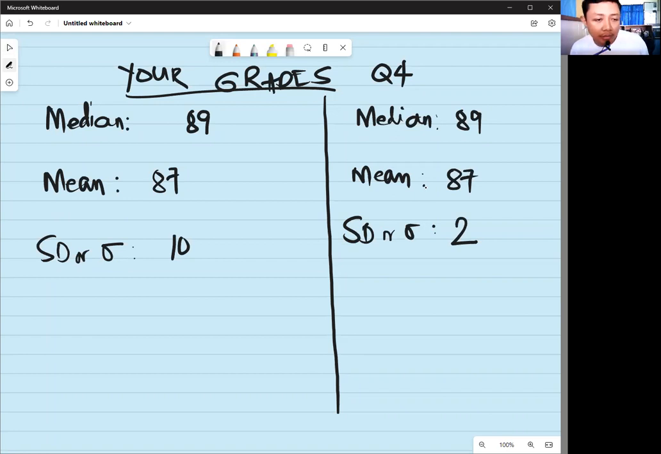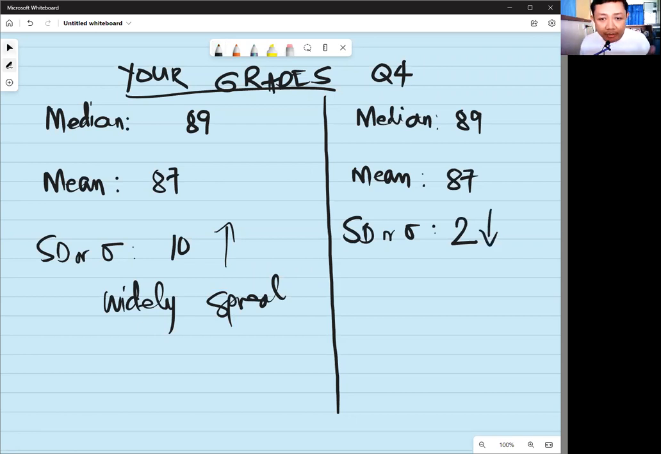Remember, in the standard deviation, while your value is getting higher, it becomes widely spread. And if the value of the standard deviation is lower, then it becomes narrower or more compressed. Ibig sabihin, magkakalapit lang yung mga values or datas.